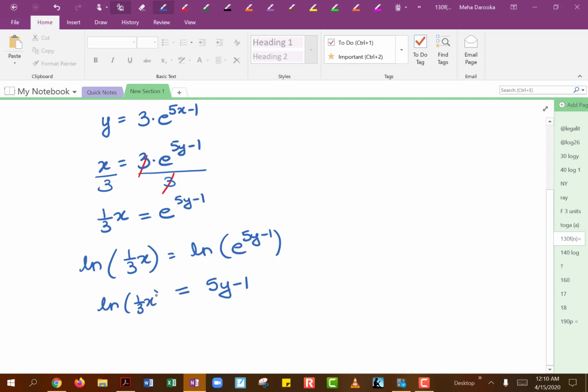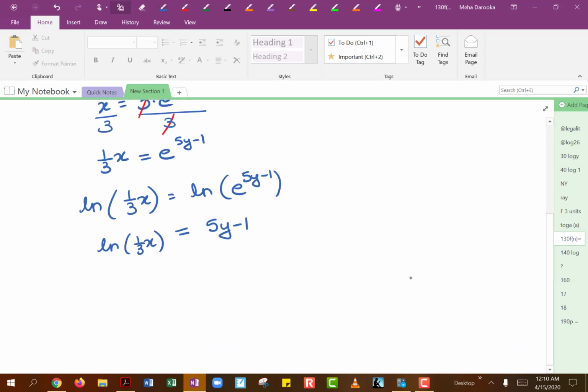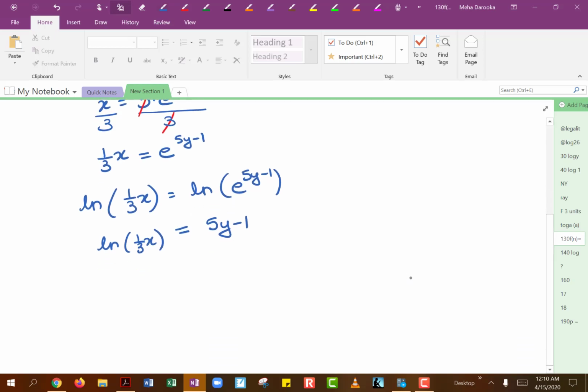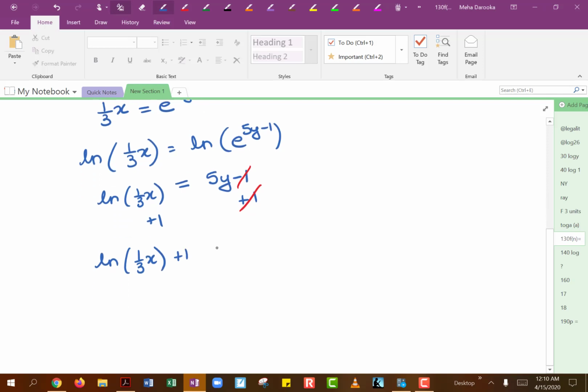Okay, and then all you have to do is get that y by itself, so we can start by adding 1. So this guy will cancel out. You end up getting natural log of 1/3 x. The plus 1 is on the outside, and then we are just left with 5y, and then to get rid of that 5, we divide both sides by 5, and you end up getting y by itself.